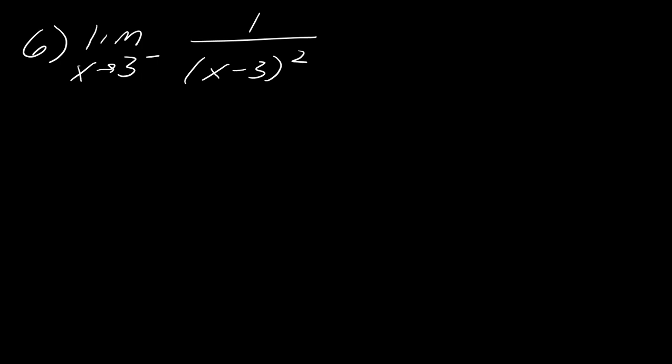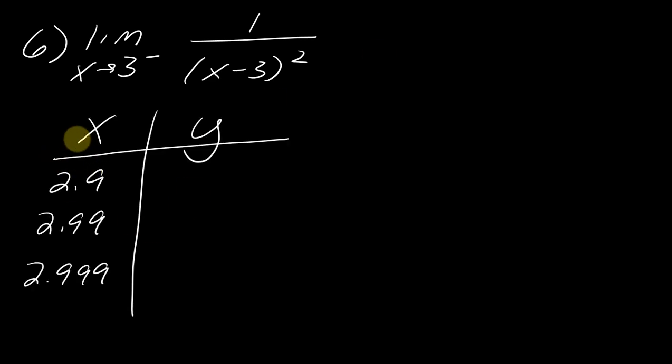So I've got the limit as x approaches 3 on the left of 1 over x minus 3 squared. For this one, notice that when you plug 3 in, you get 0 in the denominator. You can't simplify this anymore, so this is probably going to either approach infinity or negative infinity. So we want to use a table just to analyze this.